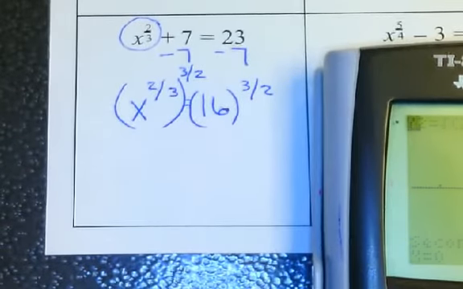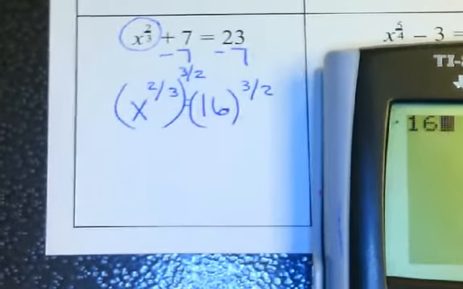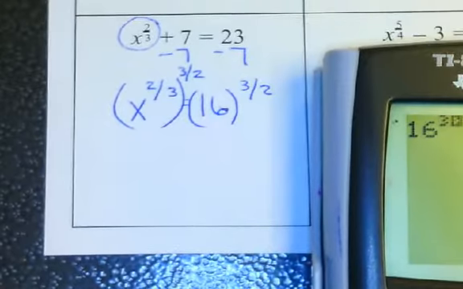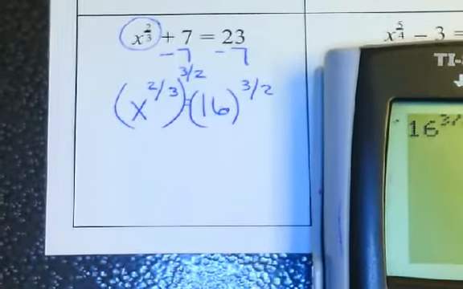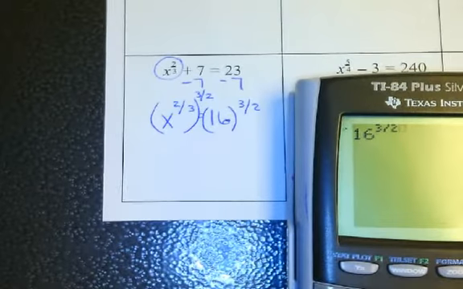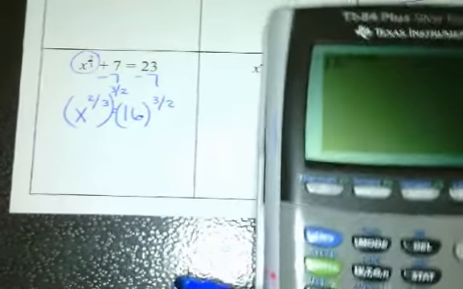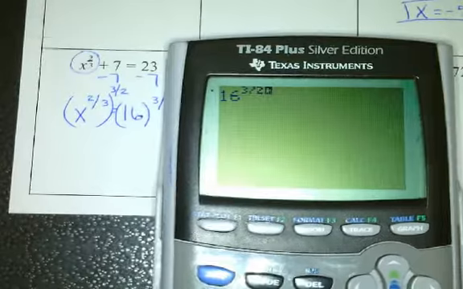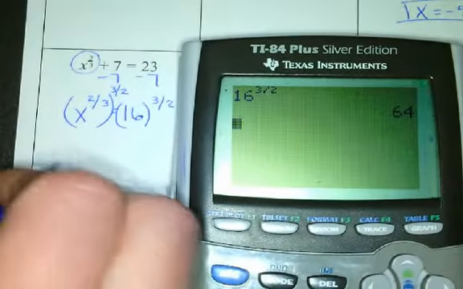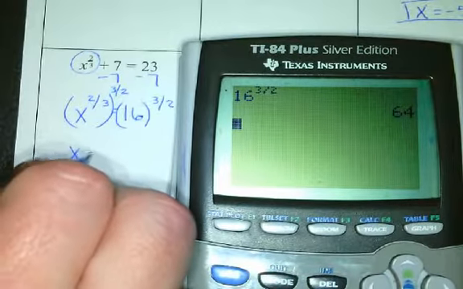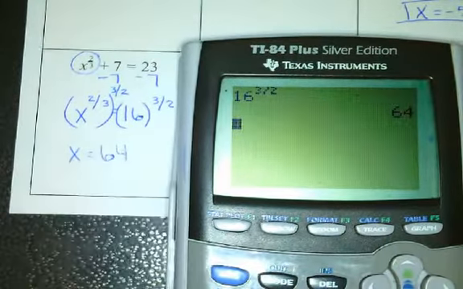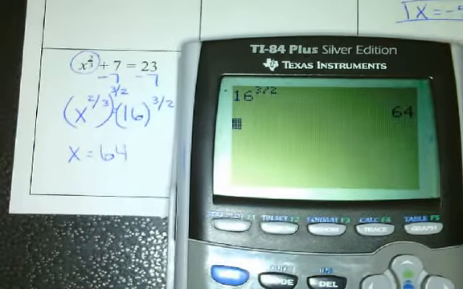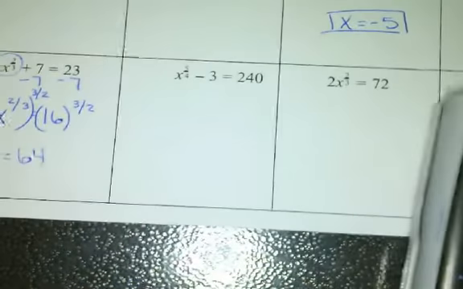And then in my calculator, if I do 16 to the power of 3 over 2, and y'all cannot see that, so let me fix it. There we go. I think that's a little bit better. Okay, and then if I hit enter there, I get 64. So x equals 64. Okay, so y'all try this one on your own.